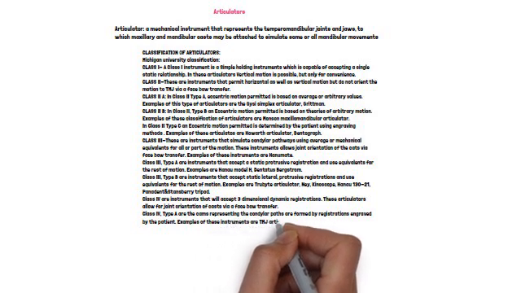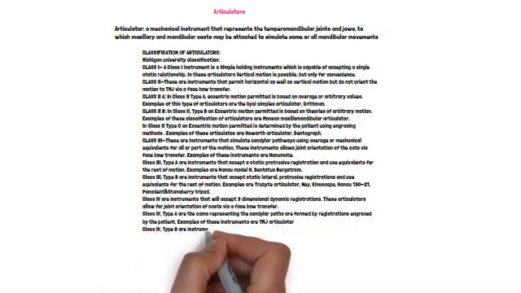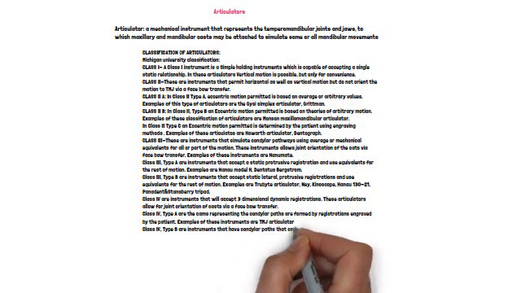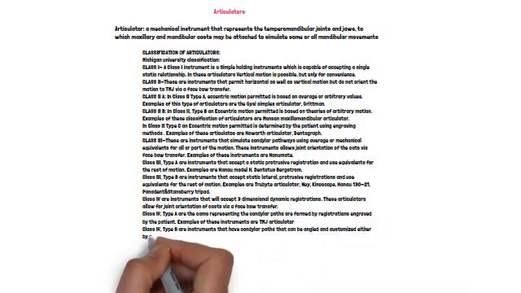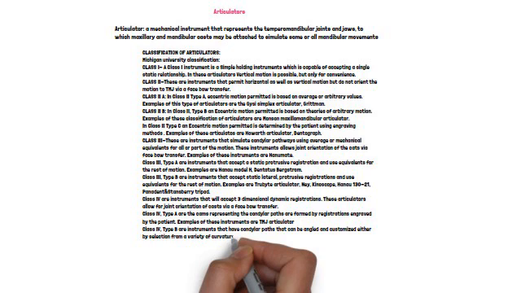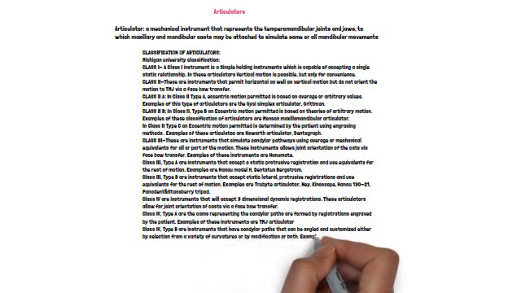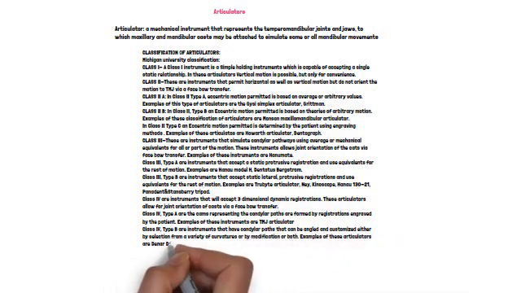Class IV, Type B are instruments that have condylar paths that can be angled and customized, either by selection from a variety of curvatures or by modification or both. Examples of these articulators are the Denar D4A, Denar 5A, and the Cranio-Simulator.